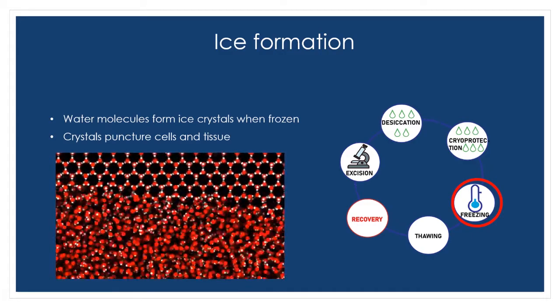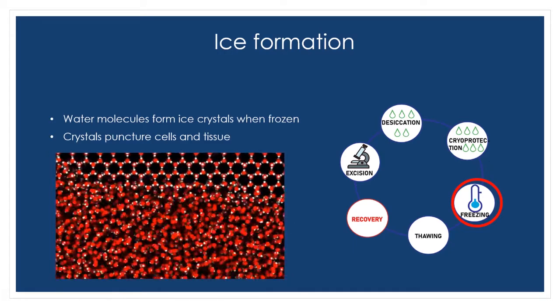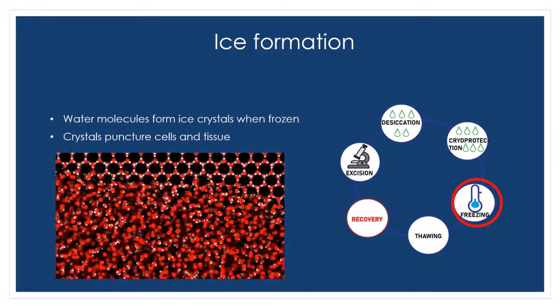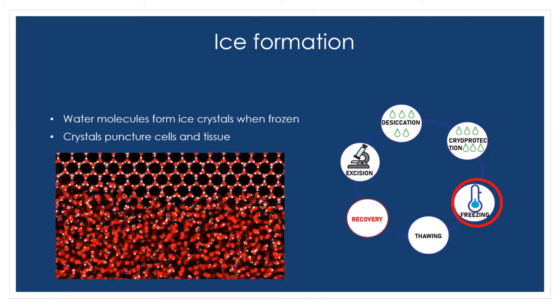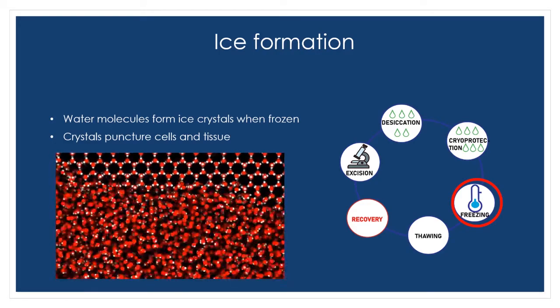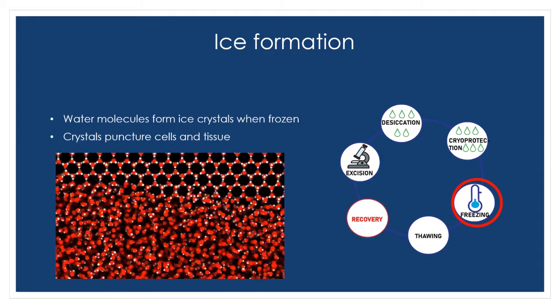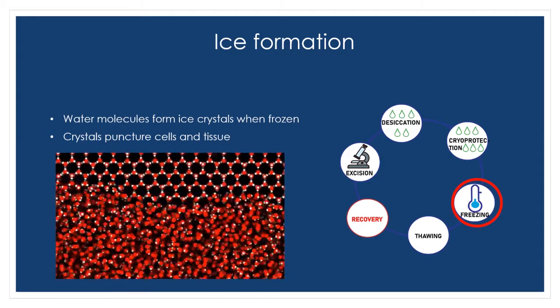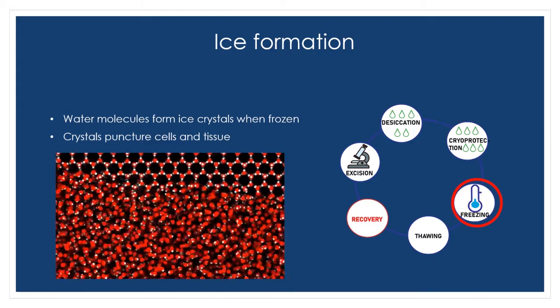And these structures can grow into crystals, which can puncture cell membranes and physically damage our plant tissues. Water is also very unusual in that when it freezes, it becomes less dense, so it expands. So for example, if you put a glass bottle in the freezer to cool it down, and then you forget about it, you might come back a few hours later to find that the glass is smashed because the bottle isn't large enough to hold the expanded water.